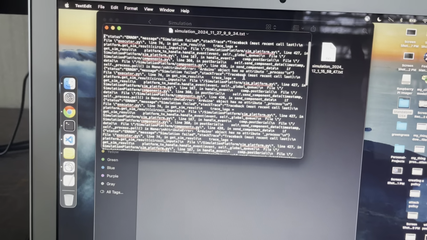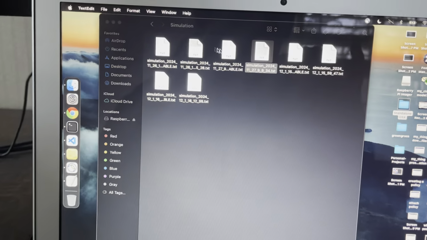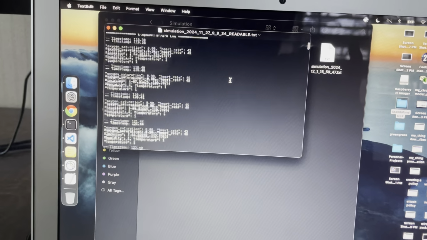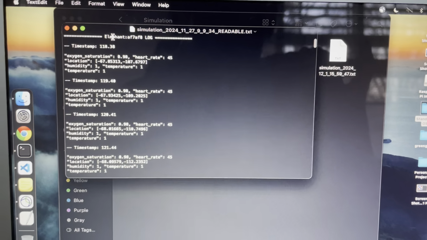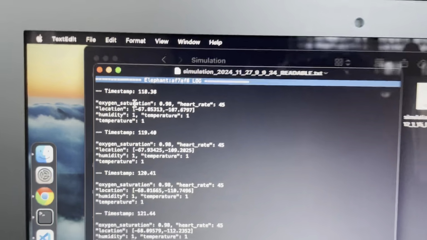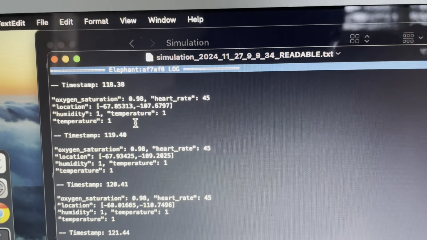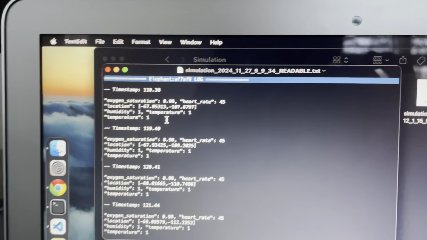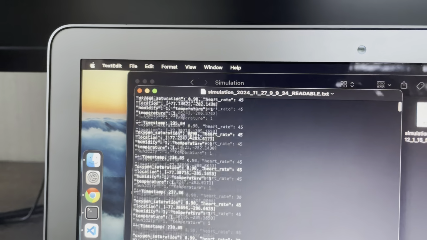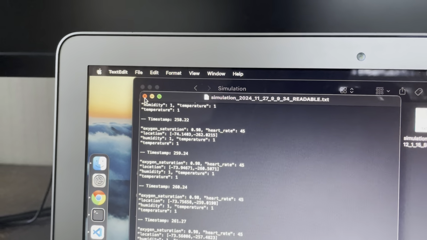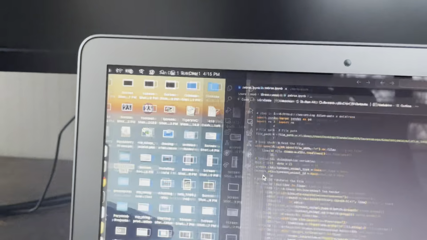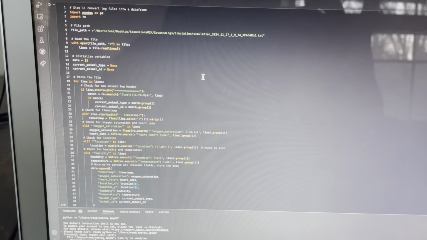So I think this is not the one. I think it's this one. So yeah, you can see here timestamp data for each unique individual animal. So it starts with this elephant, and for each animal it gives oxygen saturation, location, humidity, and temperature. So this giant log is what I used for my analysis to answer those 7 questions.